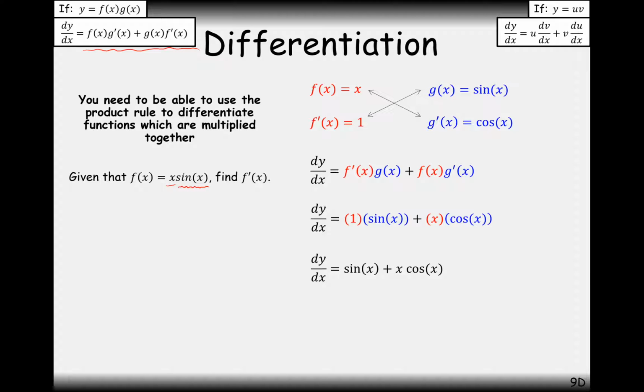and leaving your final answer just by expanding the brackets and neatening things up. Sine x plus x cos x. So there we are, that's the answer to differentiate this function here, where you've got two functions that are multiplying together.